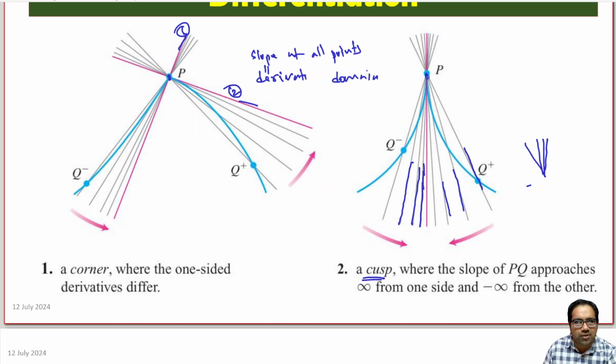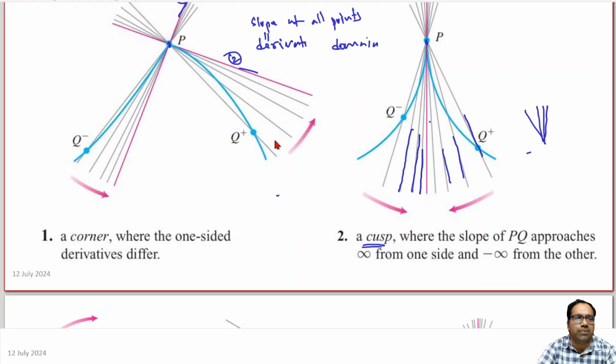Here also we cannot clearly say what exactly is the slope. At the same time, this is infinity, and infinity is not a slope. Slope means a valid real number. So that's why here also we cannot say we know the slope. So the derivative does not exist, and this function is not differentiable at this point P.